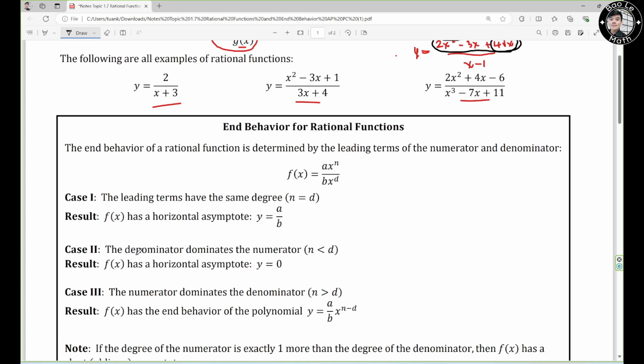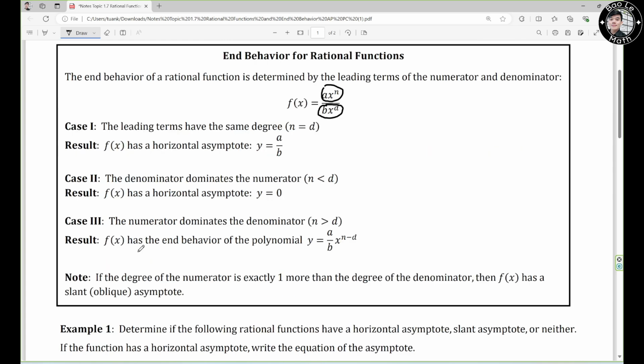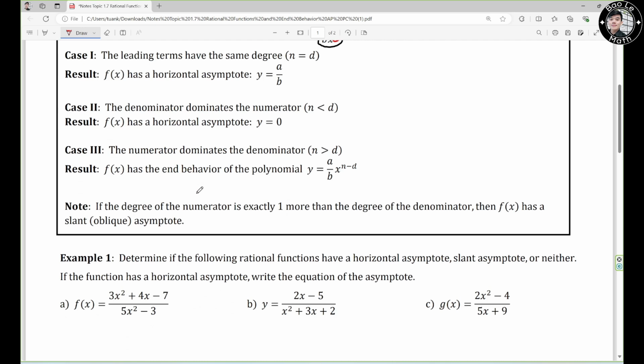Now we're going to talk about the end behavior for rational functions. So this guy is the leading term, and this guy is the leading term. We have three different cases. The first case: if the degrees of the leading terms are the same, which is n equal to d, we have a horizontal asymptote. To find the horizontal asymptote, we simply take the quotient of the leading coefficients, which is a over b.